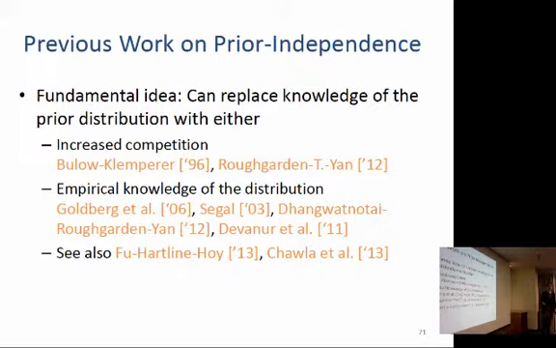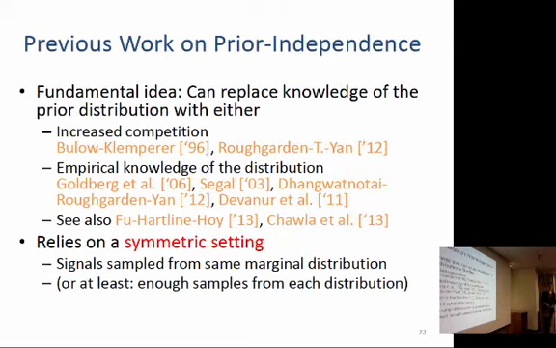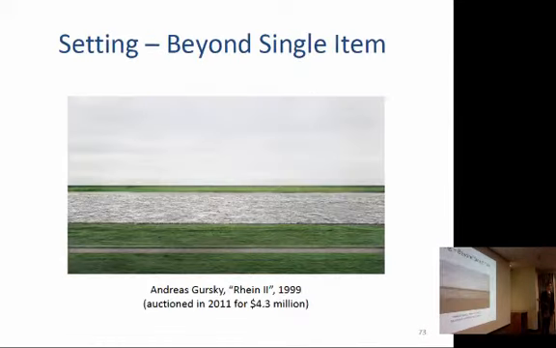There are also other works on prior independence recently. What I want to point out is that all of these works, and our work is not going to be an exception to this, rely on the symmetry assumption. So we assume that the signals are all drawn from the same distribution, or at least, there may be several distributions in the market, but you have to have a few identifiable representative bidders from each distribution, because without that, we don't really know what to do. And so we're going to assume symmetry in this setting from now on.